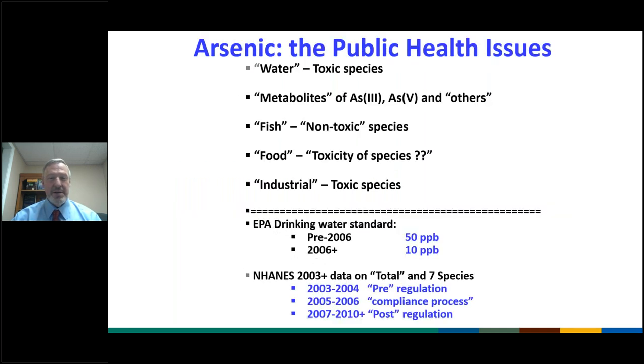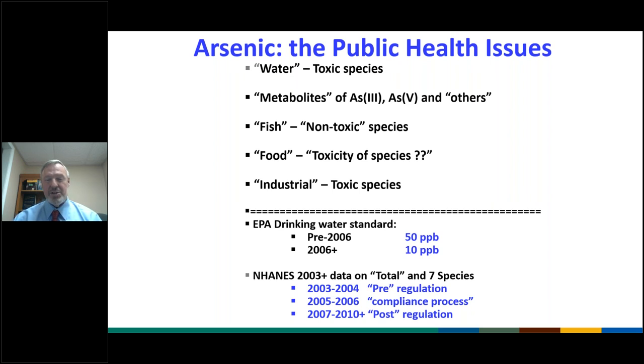Arsenic is another biggie. You have toxic species of arsenic in water. You have metabolites of those that the body tries to detoxify. You have essentially non-toxic species in fish, and you have various toxicity levels in food, depending on what kind of food. And then you have the industrial species or types.